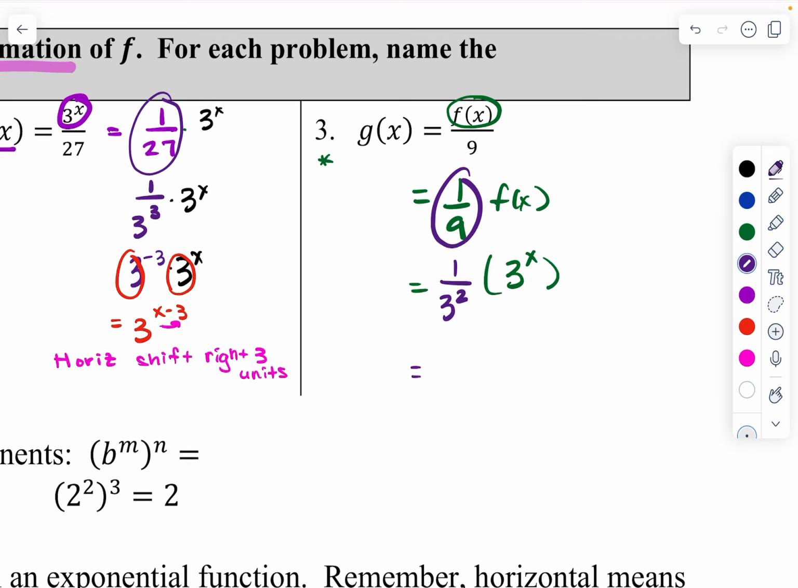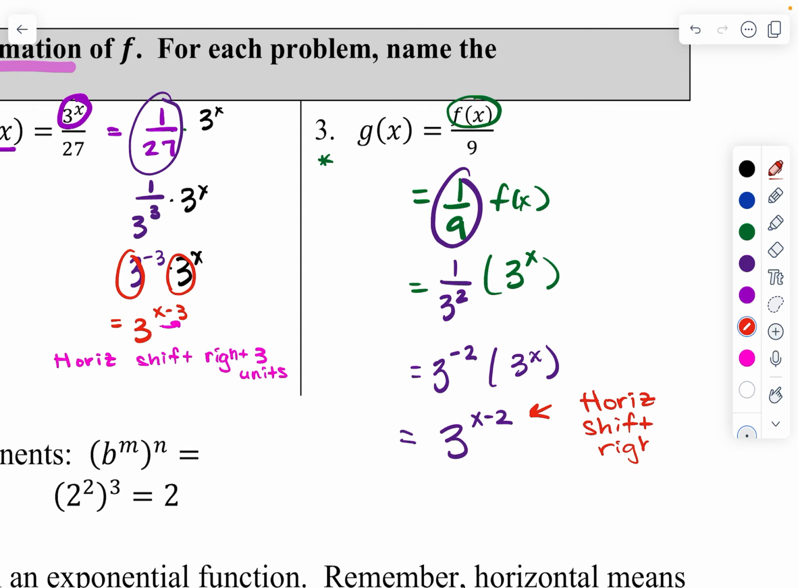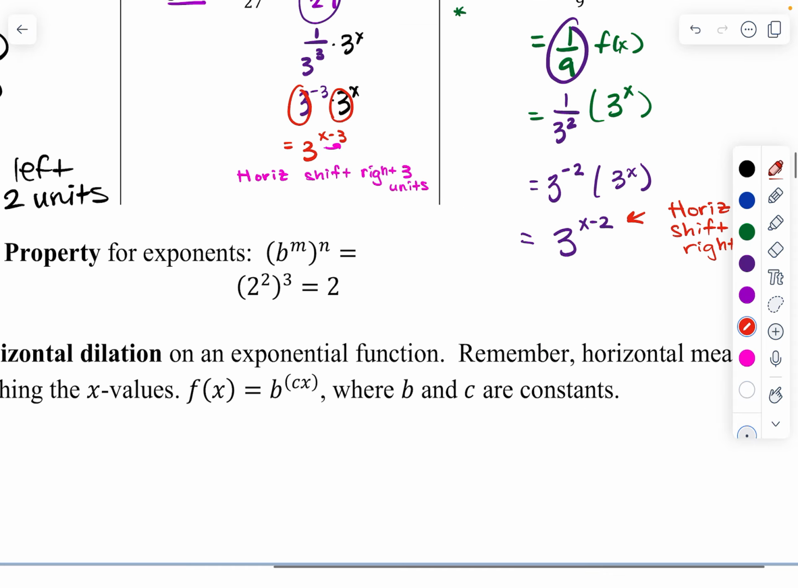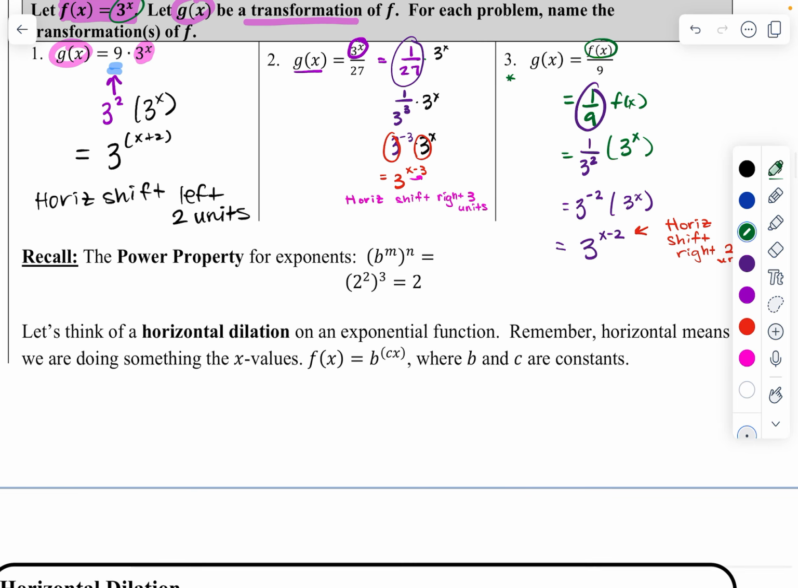And because I can use the negative exponent rule, I know that this is 3 to the negative 2 times 3 to the x. And now if I use that product property backwards, I know this is like saying 3 to the x minus 2, which now tells me that this is a horizontal shift to the right by 2 units. Okay, hopefully you got that right. All right, so let's remember something else.